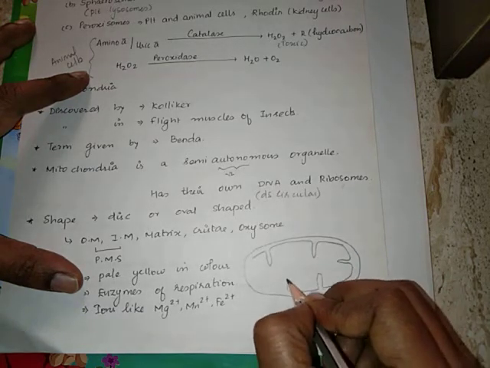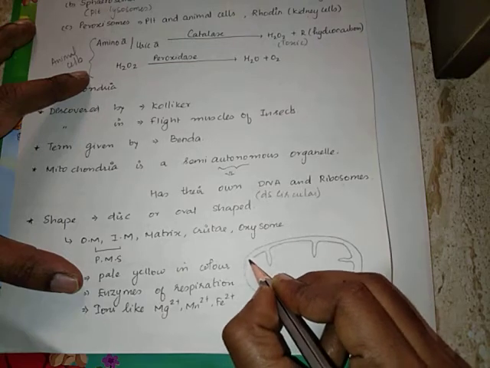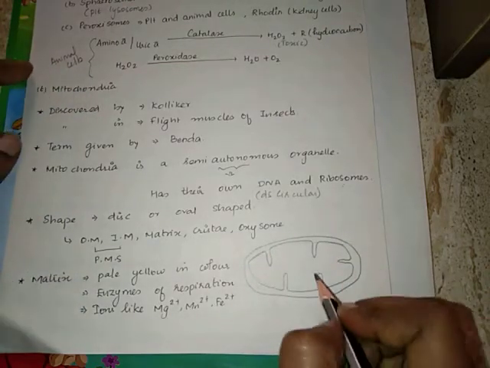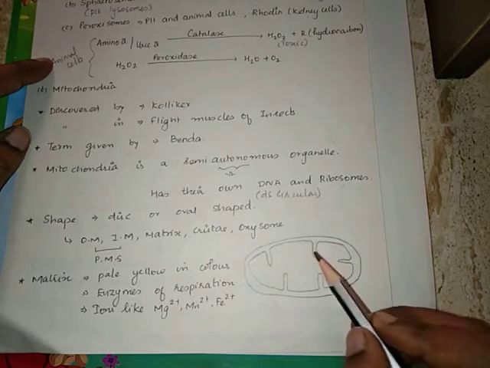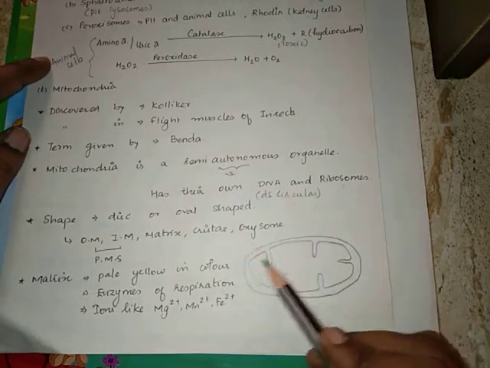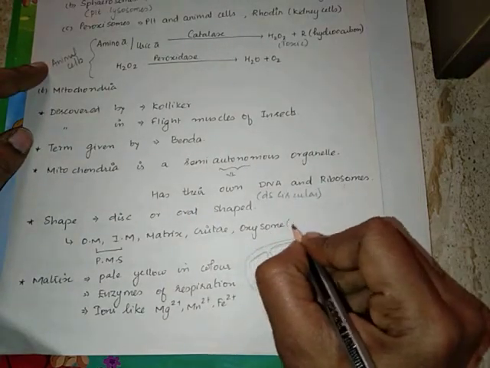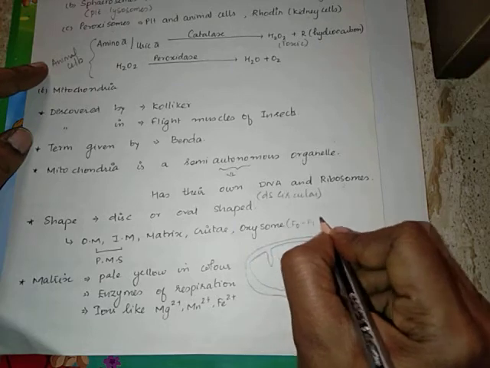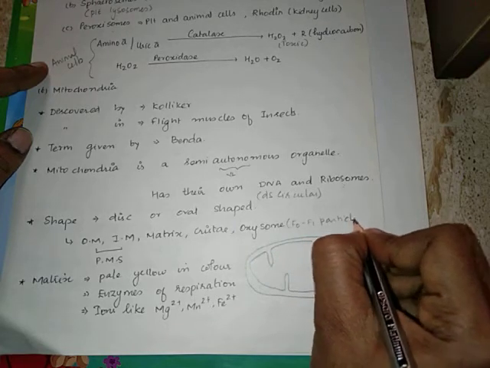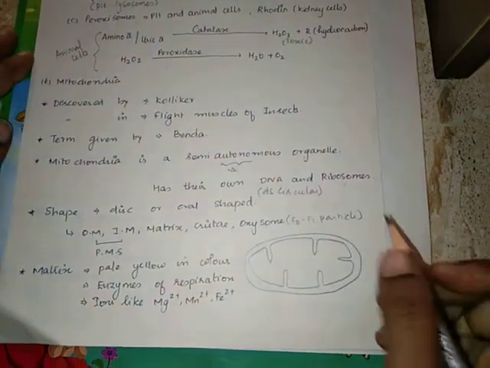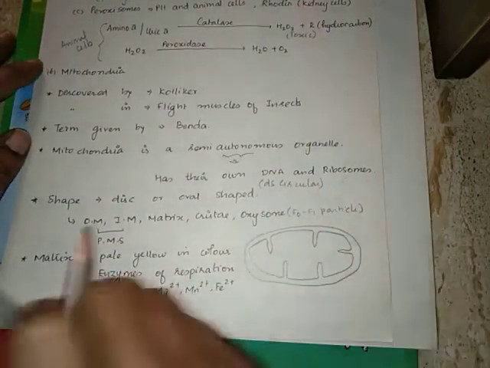Mitochondria are oval-shaped, double-membranous structures. The outer membrane is smooth, and the inner membrane has invaginations. The invaginations are called cristae. Cristae have structures called oxysomes, or the F0 F1 particles. I hope you all remember the functions of the mitochondria clearly.